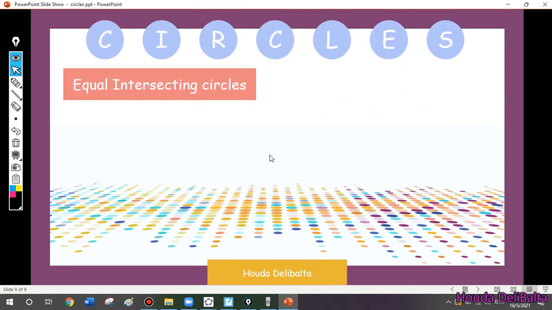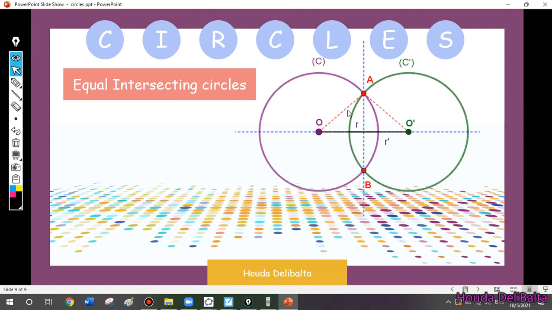And finally, we are going to talk about the equal intersecting circles. Equal intersecting circles, as you see here, are circles that are intersecting, but also they have the same radius. So when I talk about an axis of symmetry, I can consider the line of the points of intersection as an axis of symmetry also.